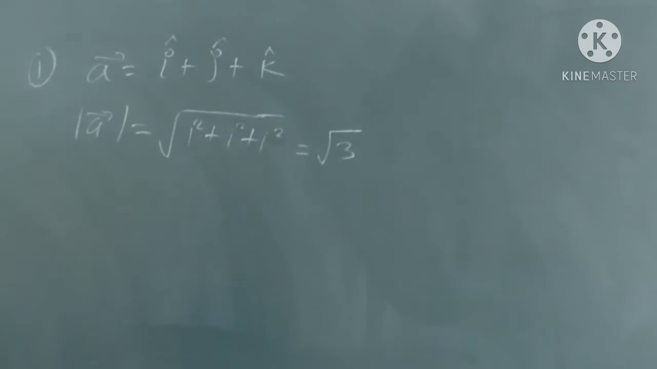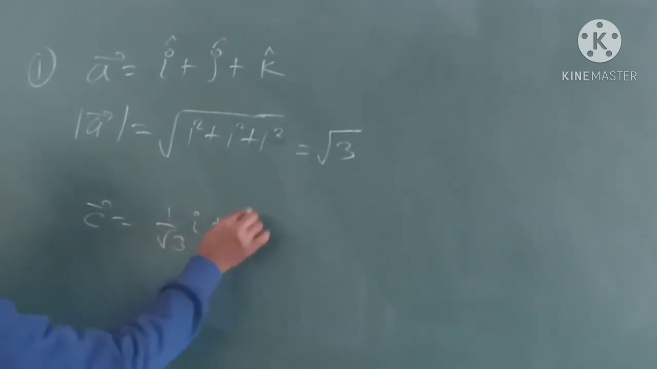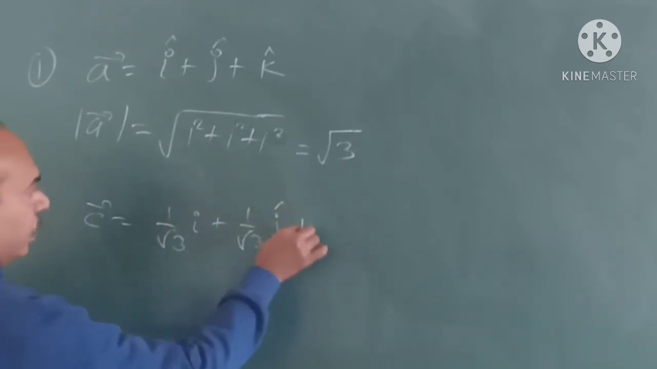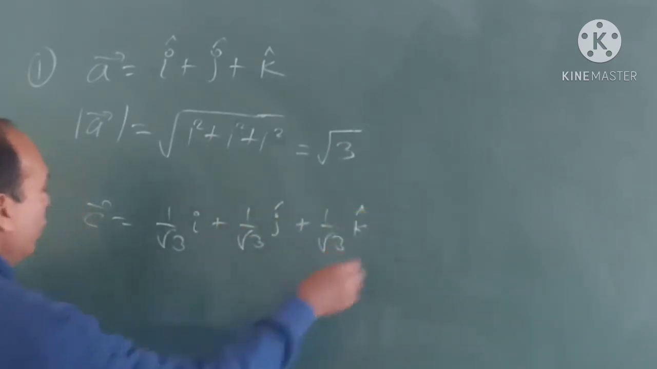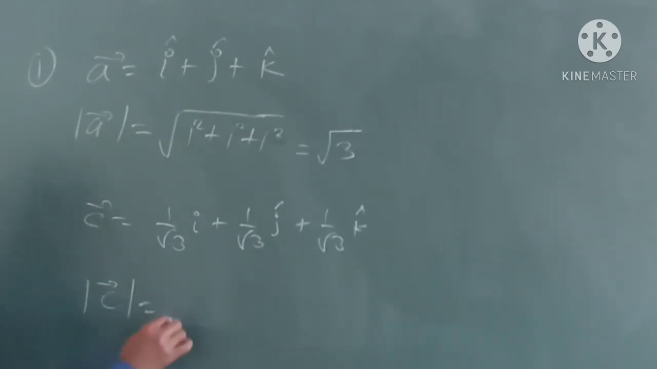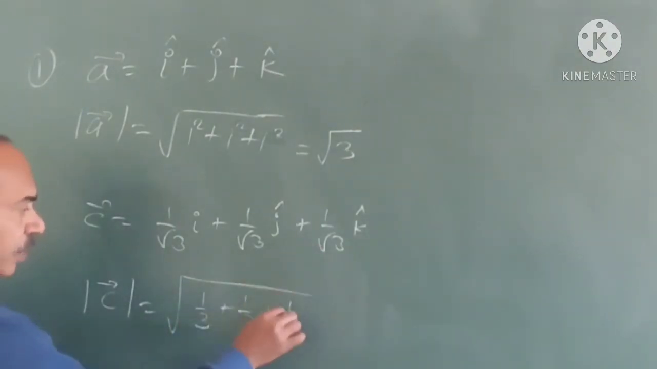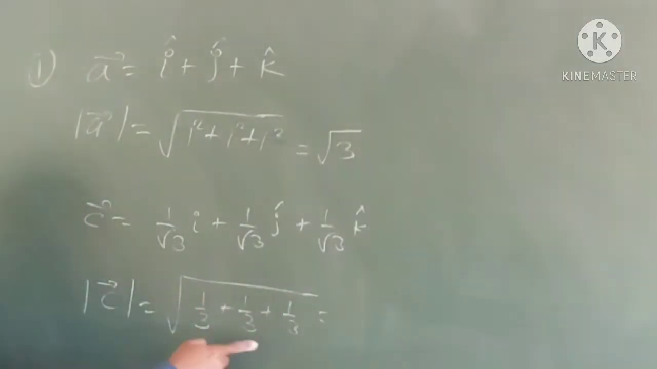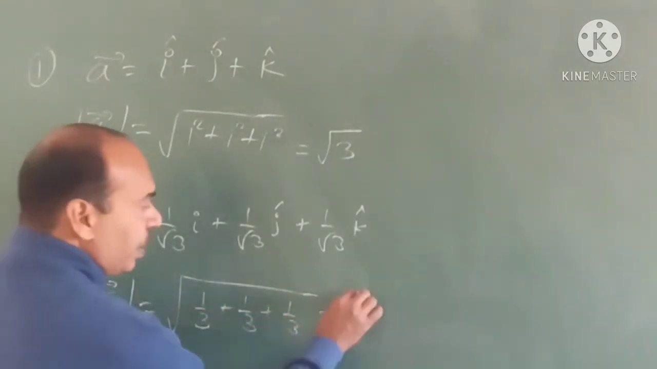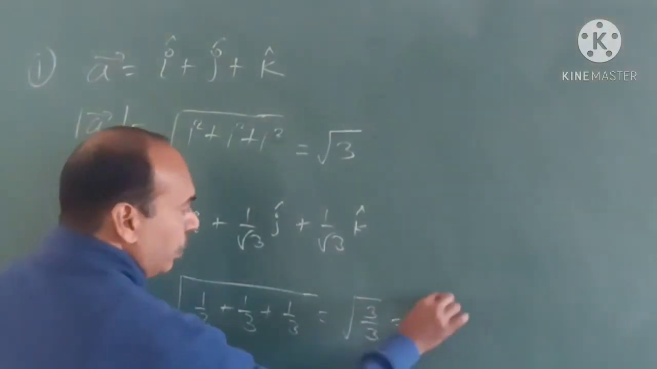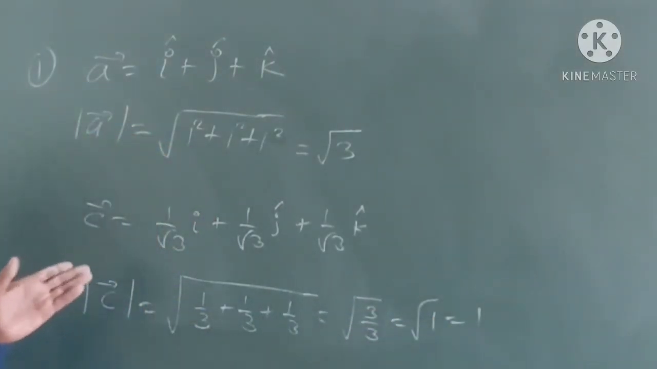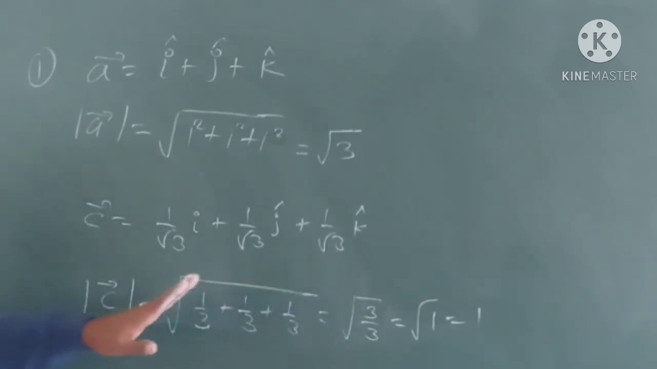Now the last part, vector C, which is 1 by root 3 into i cap, 1 by root 3 into j cap, and 1 by root 3 into k cap. So mod of C is under root of 1 by root 3 whole square, 1 by root 3 whole square, and once again 1 by root 3 whole square. It means 1 by 3, 1 by 3, and 1 by 3. So 3 is the LCM, 1 plus 1 plus 1 is 3 by 3, which is only 1. So vector C here is a unit vector, because its mod value is only 1.